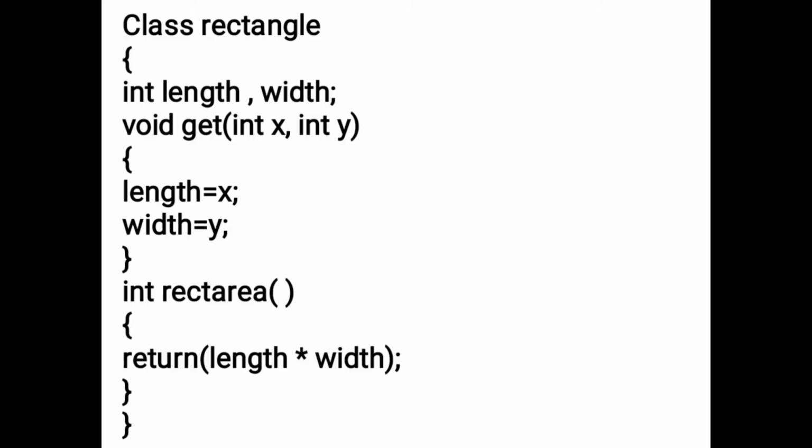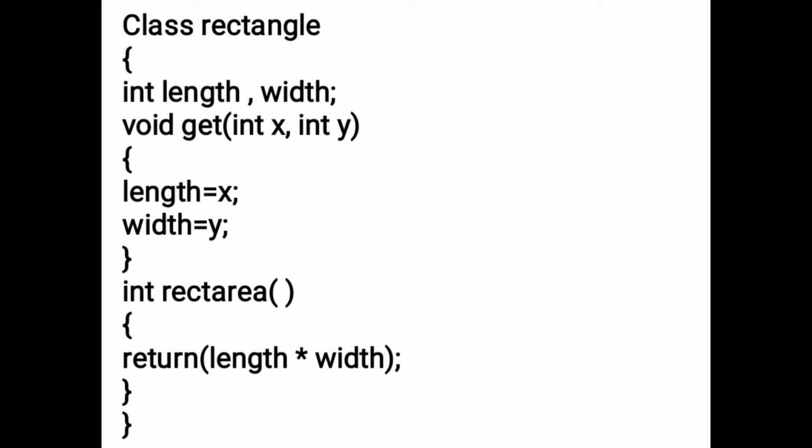For example, here is one of the programs I am writing. Here we are calculating the rectangular area. In one class, the class name is Rectangle, here we are declaring the two instance variables, that is integer type length and width. And here we are declaring the two methods. One is void get, int x comma int y, the parameter list, and we are assigning the values to the instance variables, that is length is equal to x and width is equal to y.